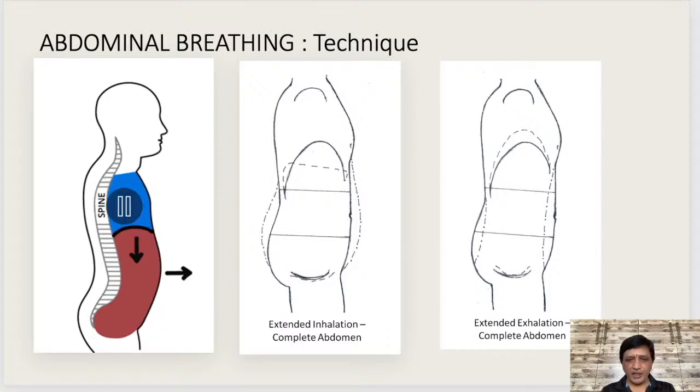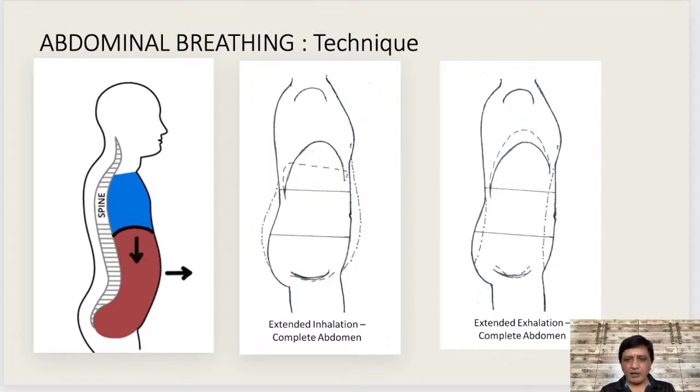So to slowly inhale, as you can see in this picture in the middle, we can divide the abdominal cavity into three parts: lower, middle, and the upper. And the dotted line shows the kind of changes, of course, a little exaggerated to make the appeal, how it should be. So when you inhale now, this solid line is the relaxed state.